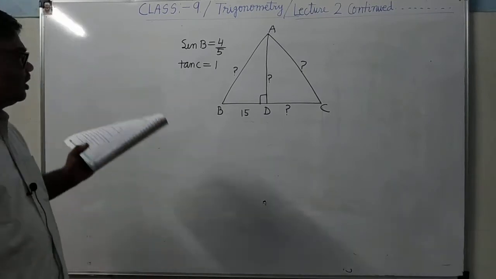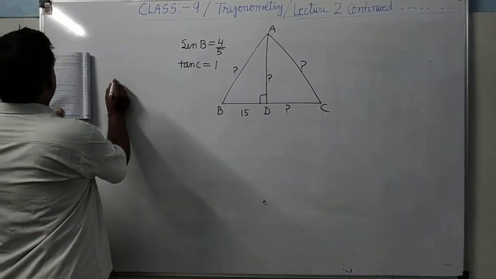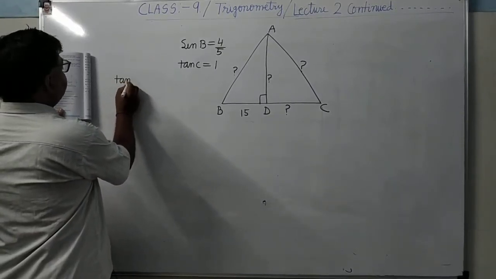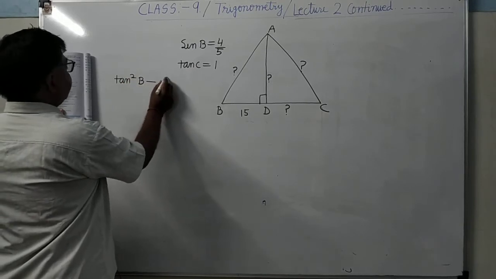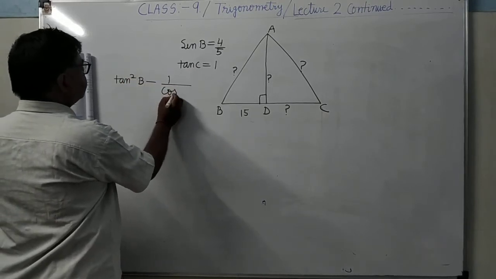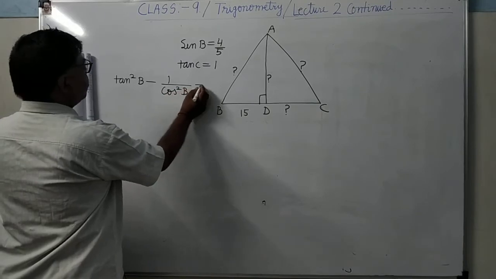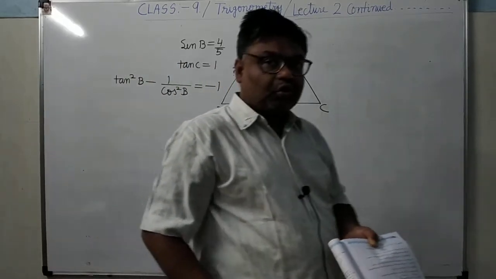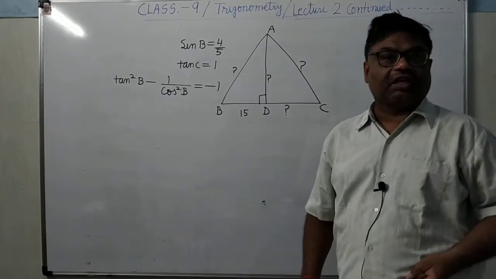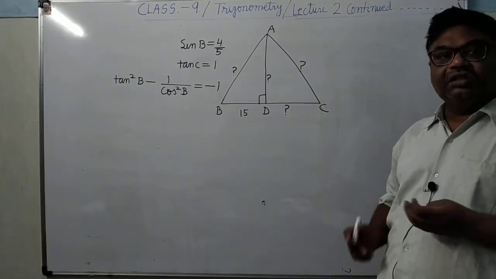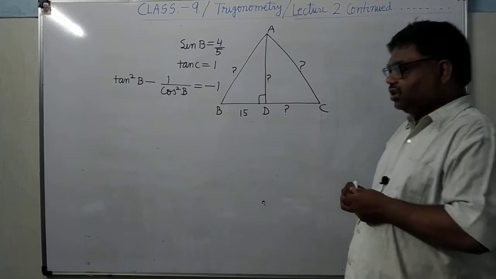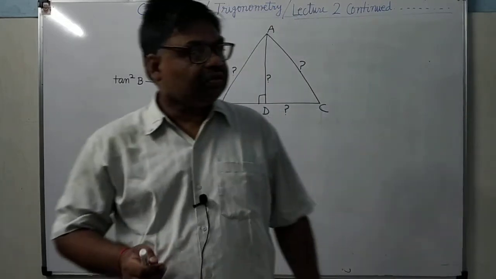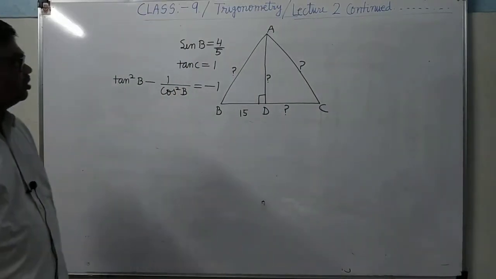And then there is a trigonometrical expression, tan square B minus 1 upon cos square B equals minus 1. This you have to show. You have to show that the value of this trigonometrical expression is equal to this. So see here, how will you do this question?